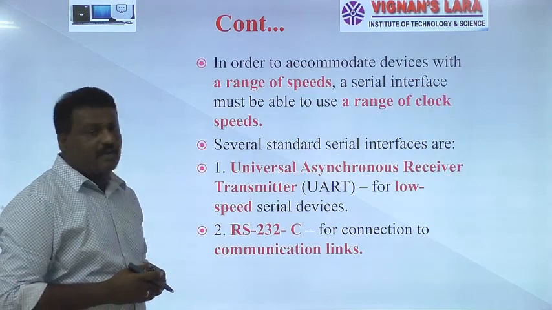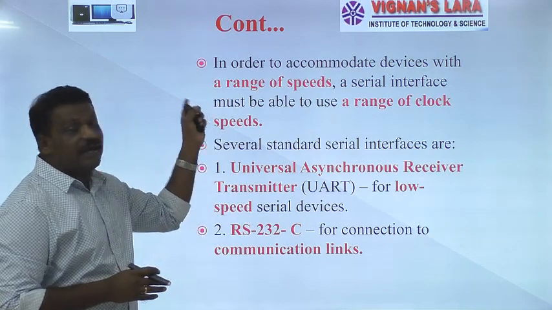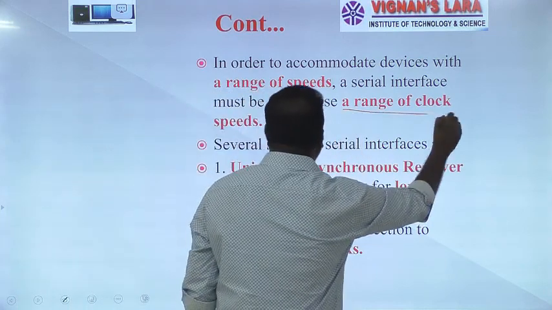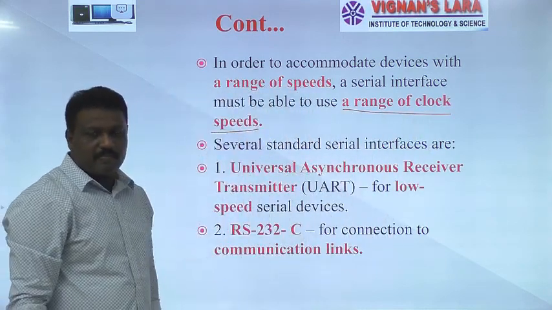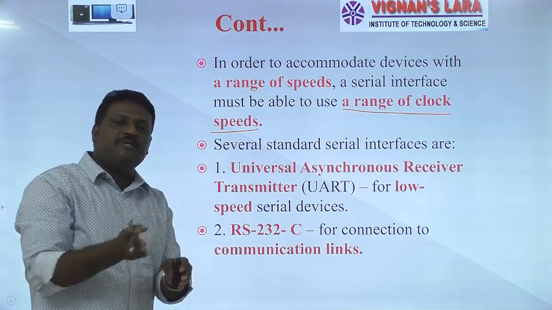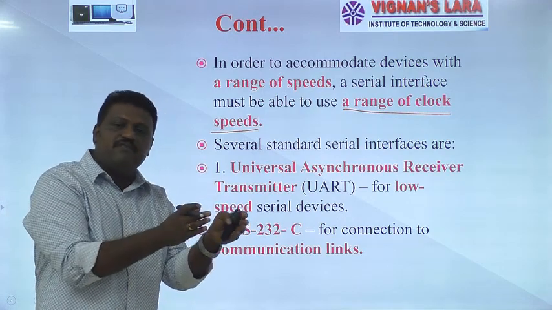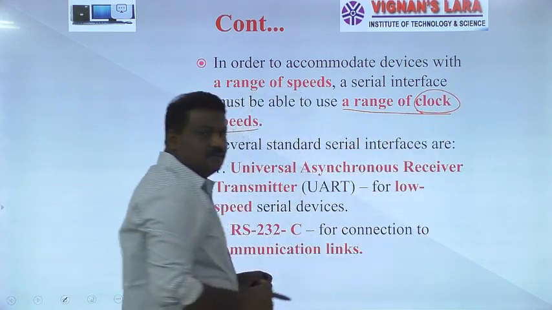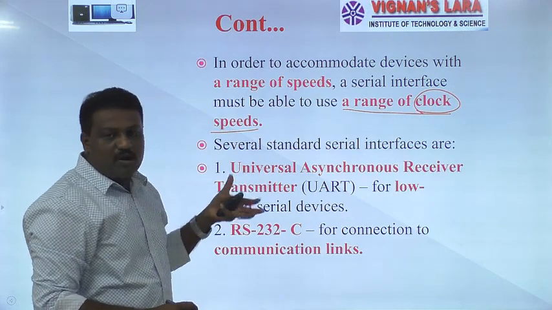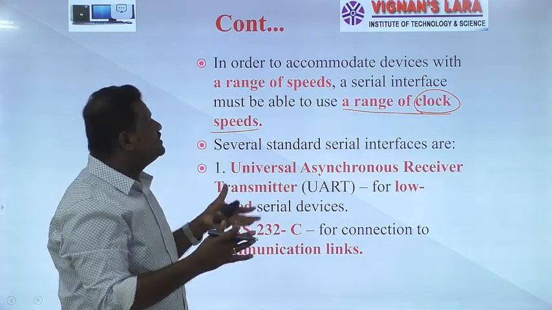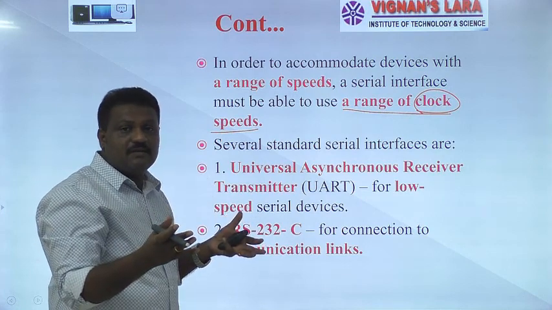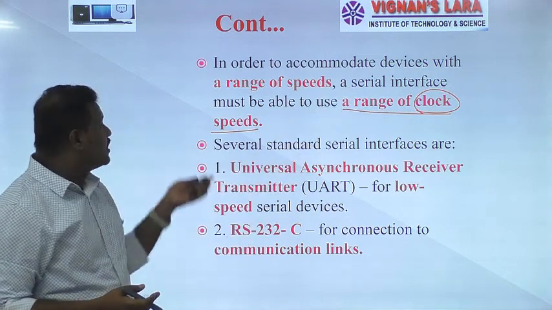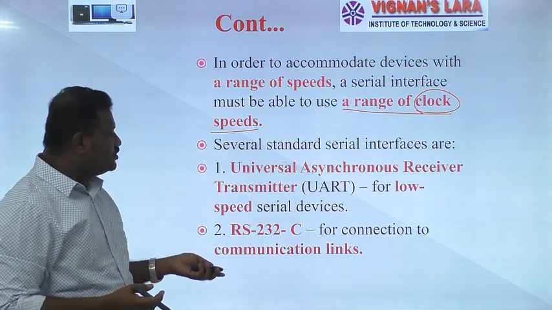So in order to accommodate devices with a range of speeds, the serial interface must be able to use a range of clock speeds. Because some devices can transfer, or receive, at some speed, and the speed of operation purely depends on the clock signal. So if I want to accommodate different speeds of I/O devices, then what your interfacing circuit must have is the ability to use a range of clock speeds. I hope you understand what the use of this is.